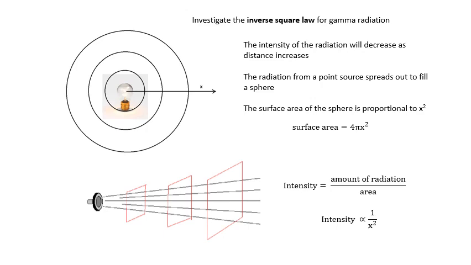Gamma radiation is an electromagnetic wave as well, and it will spread out. Imagine you're shining a torch, and as the distance from the source doubles, then the intensity will be a quarter, because the radiation will be spreading out over 4 times the area.